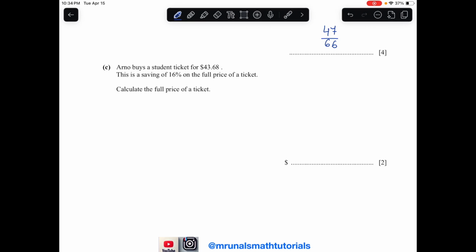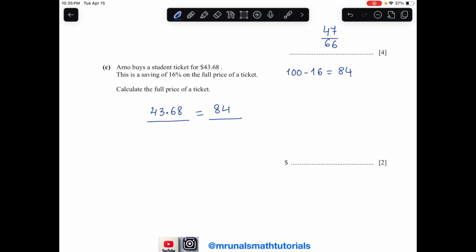Part C. Arno buys a student ticket for $43.68. This is a saving of 16% on the full price of the ticket. So 43.68 represents 100 minus 16. Calculate the full price of the ticket. So 43.68 represents 100 minus 16, that means it represents 84%.